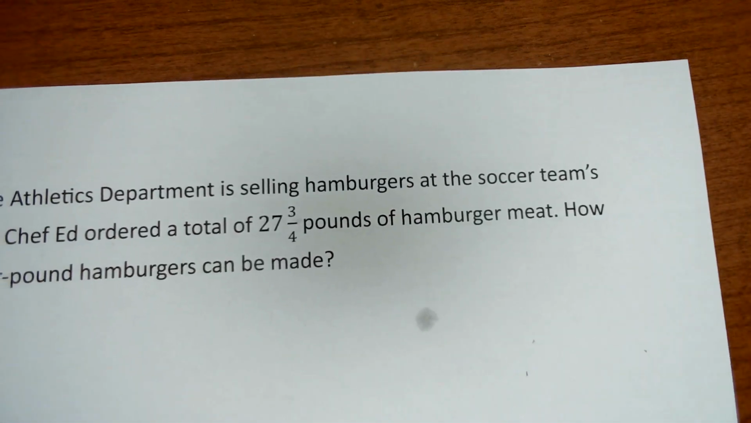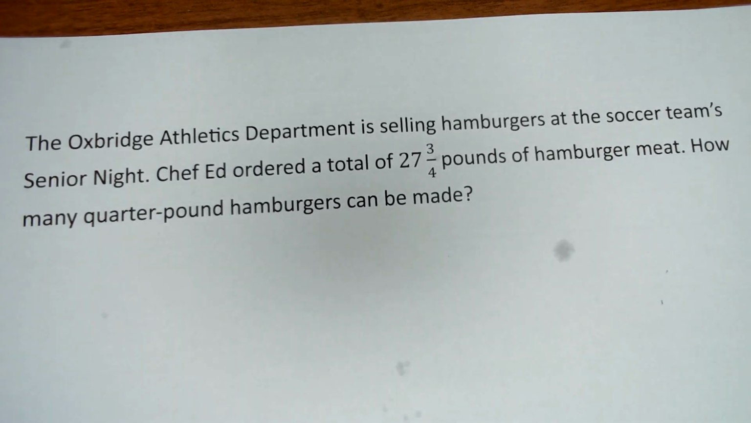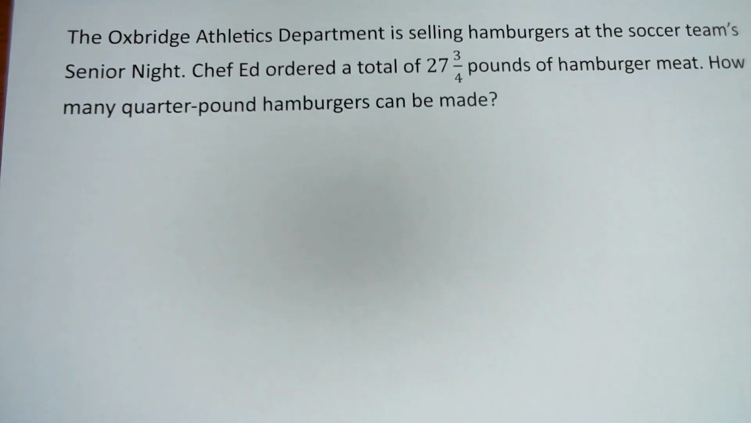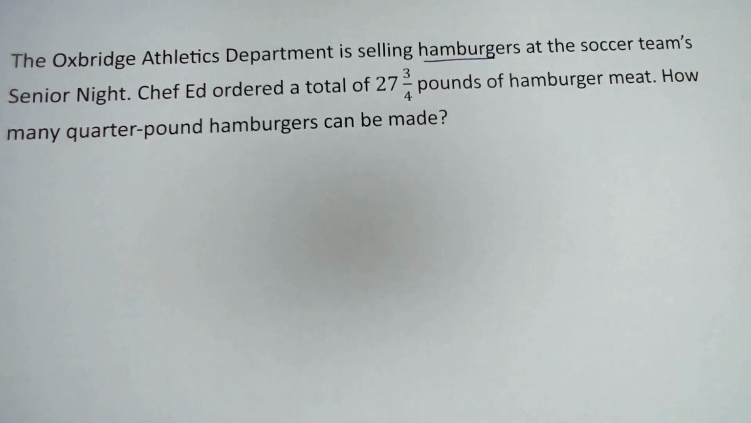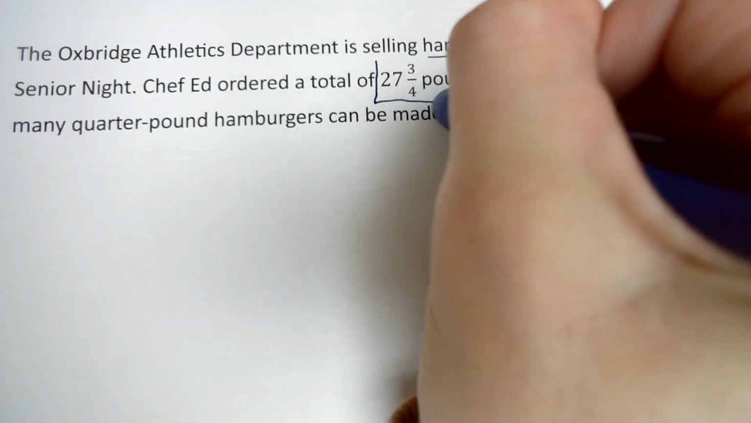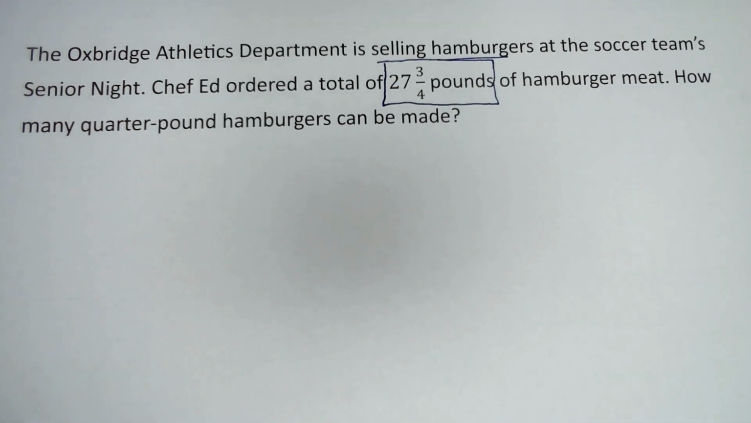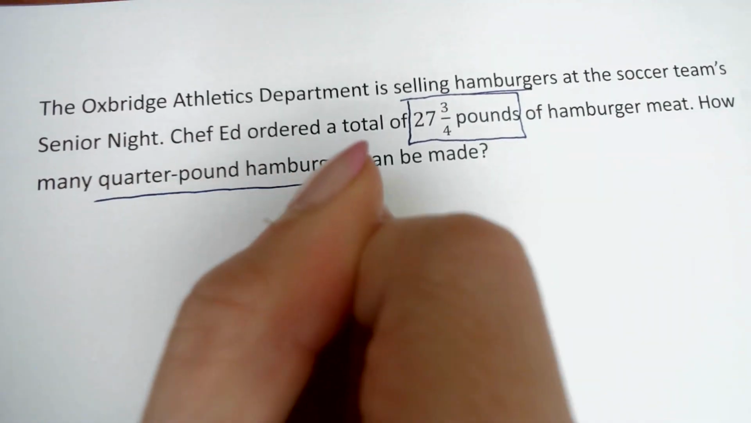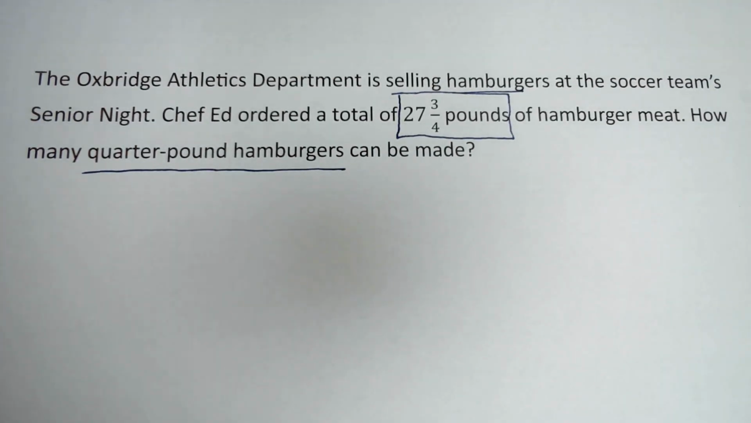All right. The final question we're going to talk about is a word problem. So the Oxbridge Athletics Department, they're going to be doing a fundraiser. Let's use this one. They're going to be selling hamburgers at the soccer team's senior night coming up. Now, Chef Ed ordered 27 3/4 pounds of hamburger meat. How many quarter-pound hamburgers can we make out of the meat he ordered? So how many burgers can we make to sell?